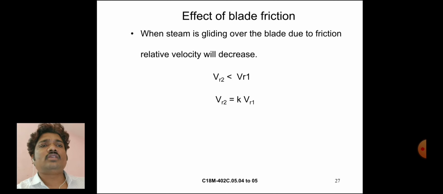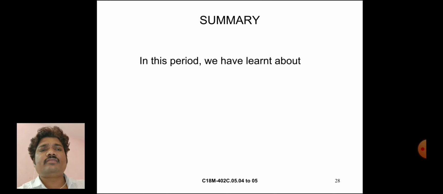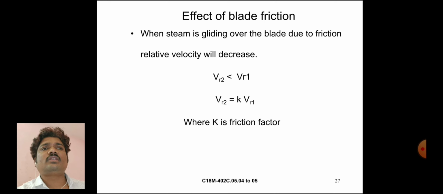VR2 is equal to K VR1, where VR2 is the steam outlet relative velocity, VR1 is the steam inlet relative velocity, and K is the friction factor. This is the effect of blade friction.